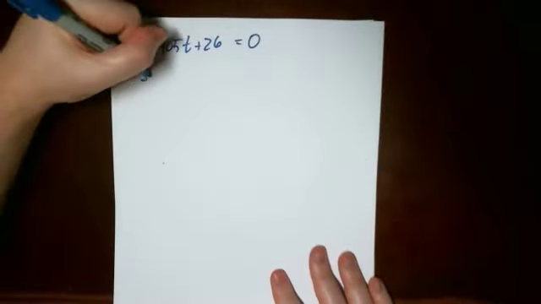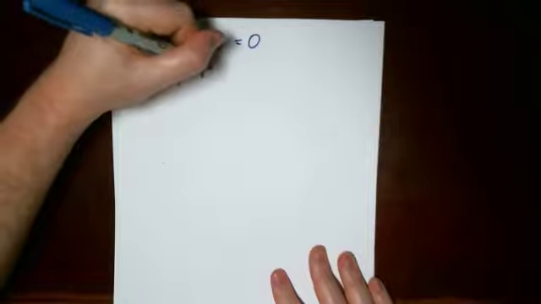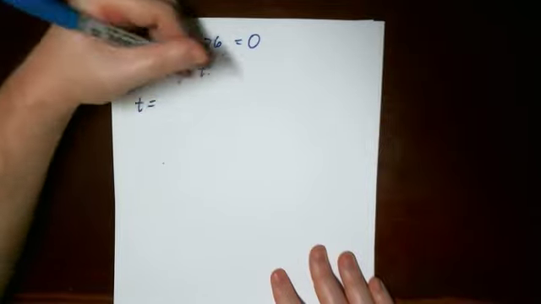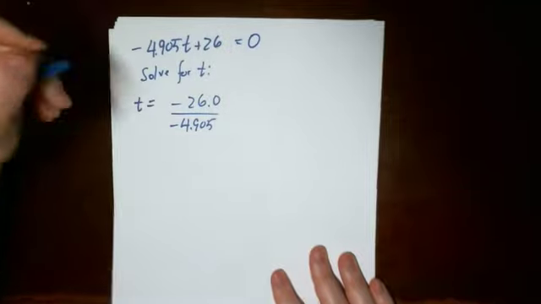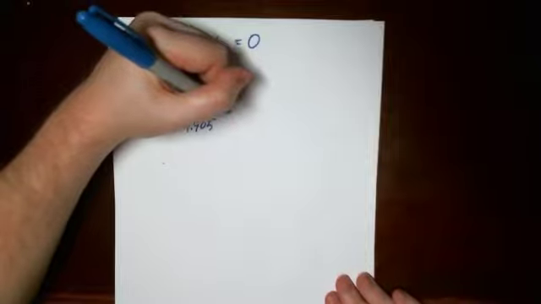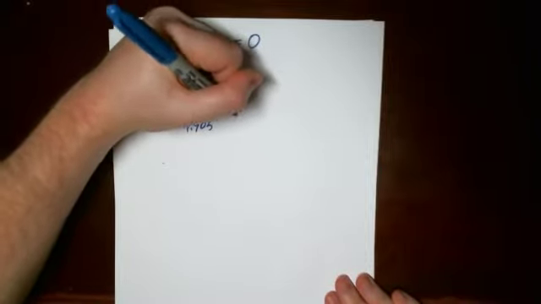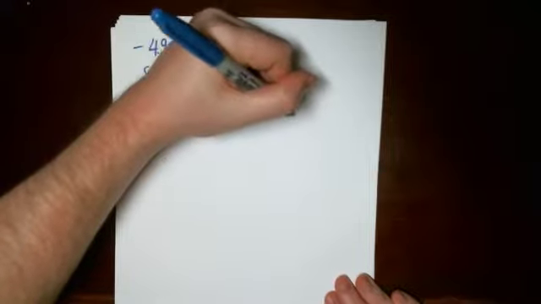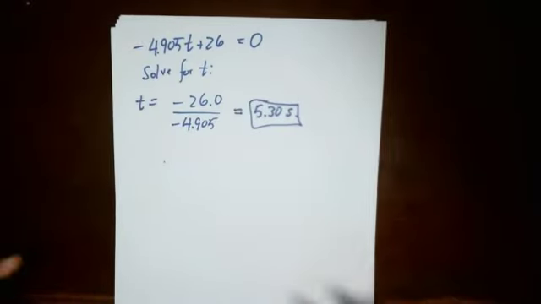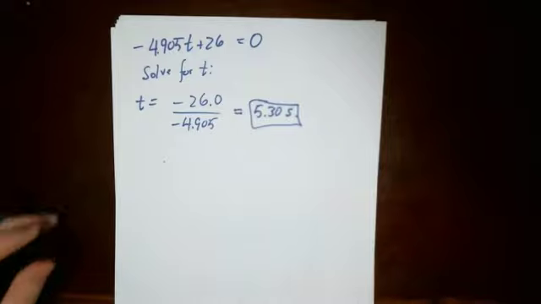So let's move on to that. I'll put this off to the side. We have negative 4.905 t plus 26 equals 0, and if we solve for t, t equals negative 26 over negative 4.905. That should give us a flight time of 5.30 seconds. So that's how long it's in the air. That's the first part. This is number 5.